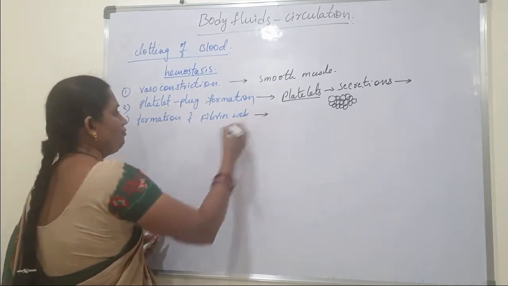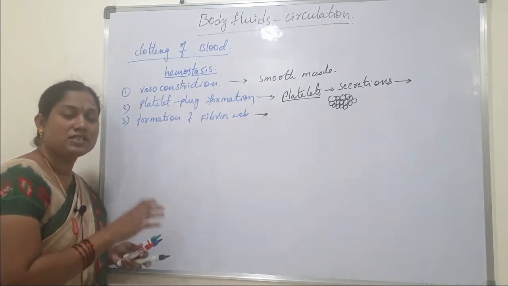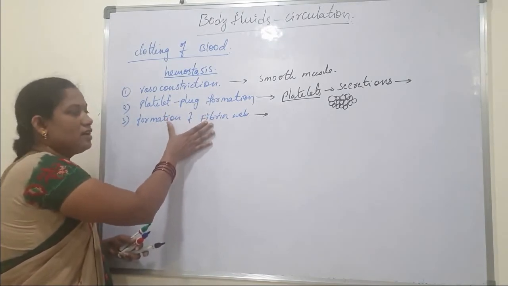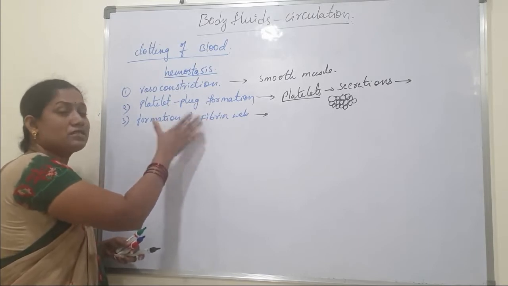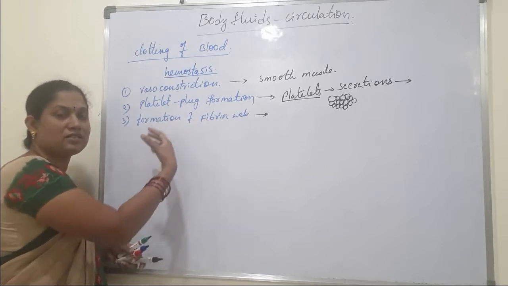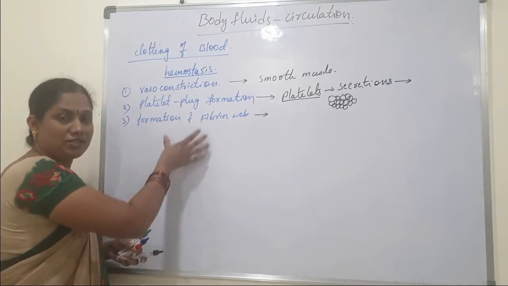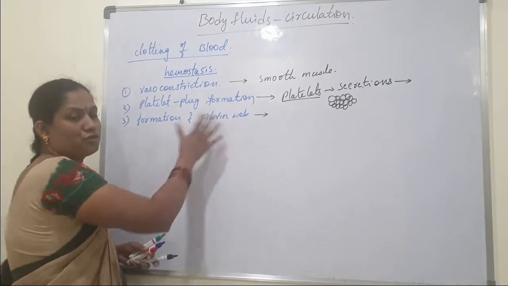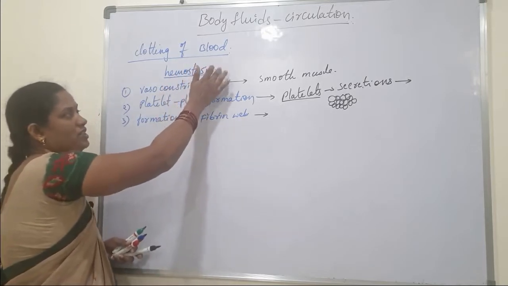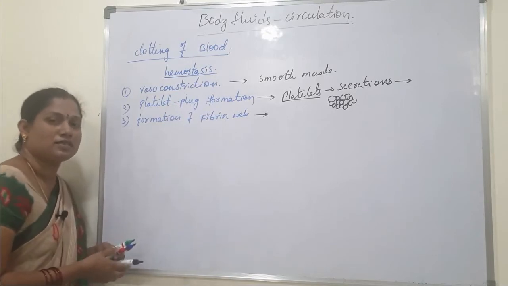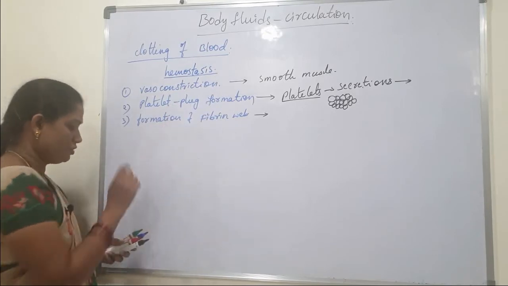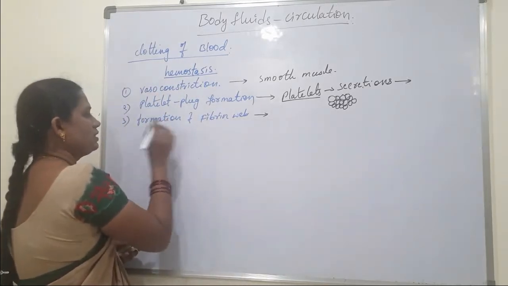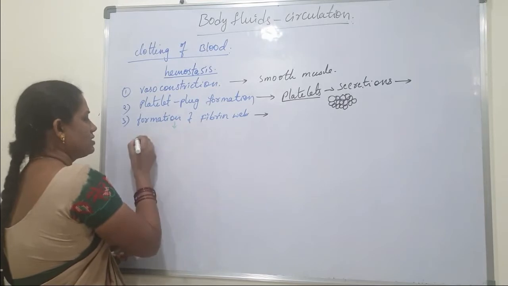Third one, formation of fibrin web. This is the actual blood clotting mechanism, which means many reactions, many cascade reactions take place in our blood to form the fibrin web, to stop the bleeding, to form the hemostasis. Here the formation of fibrin web has three steps.